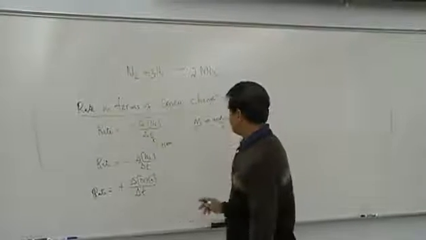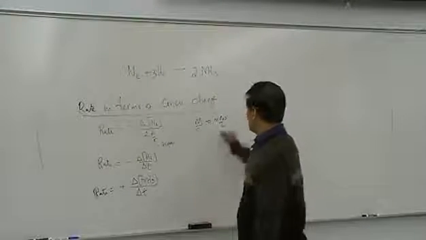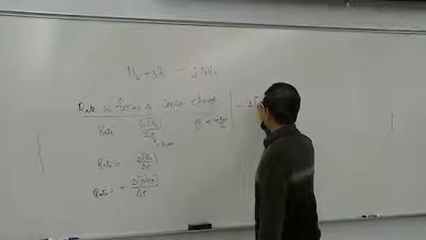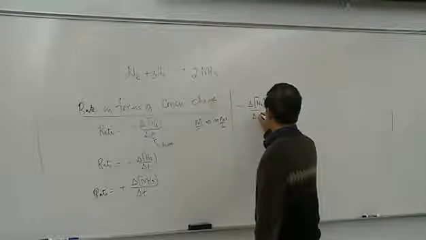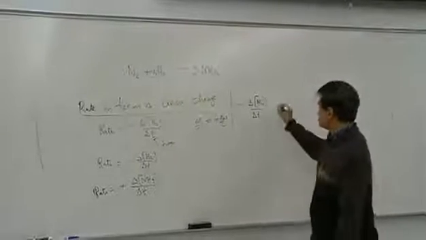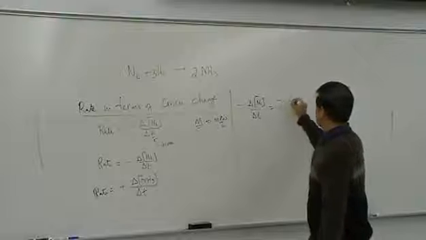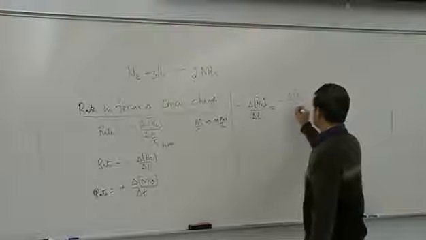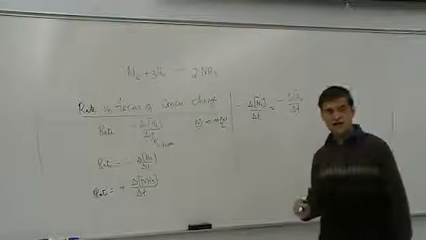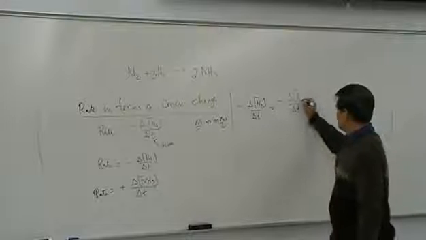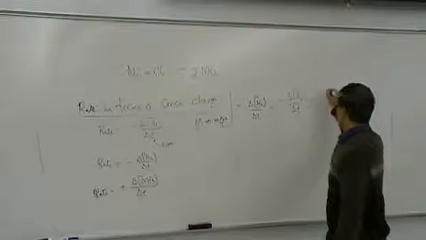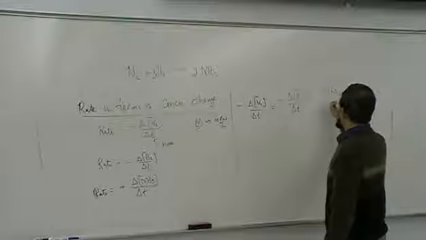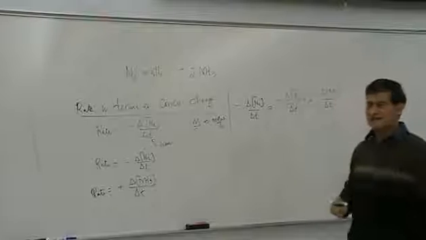Let's now write down as if all the rates are equal. Minus delta, change in concentration of nitrogen by delta T, that's the rate due to nitrogen, equals minus delta H2 by delta T, that's the rate due to hydrogen dissipation, equals rate due to ammonia. The question is, are they really the same?